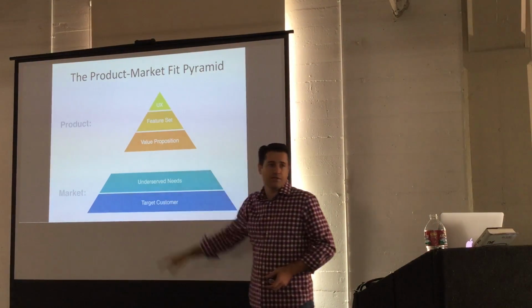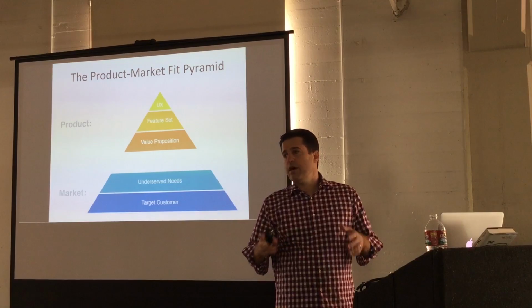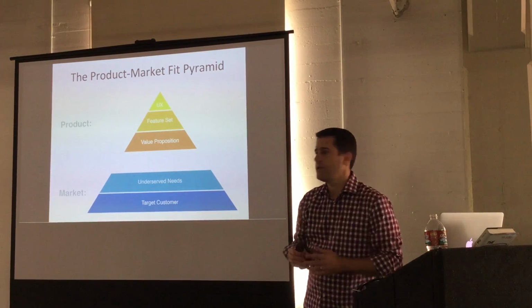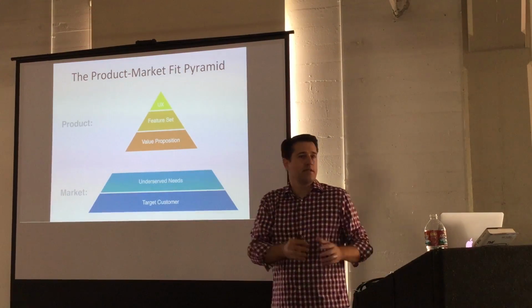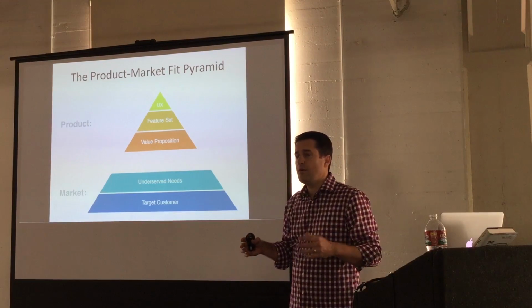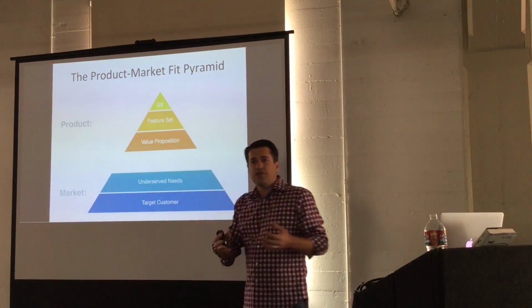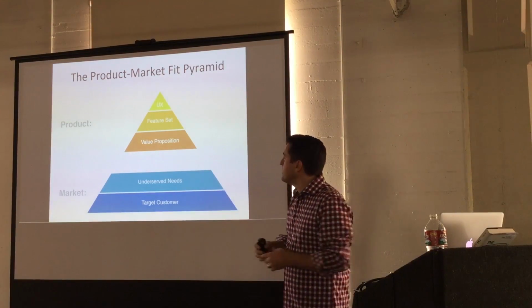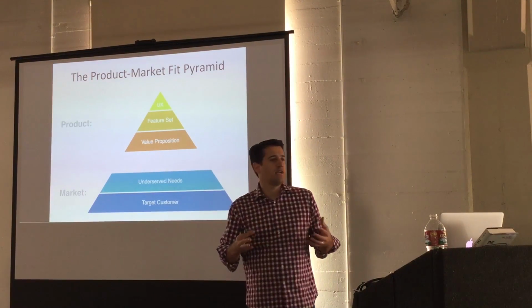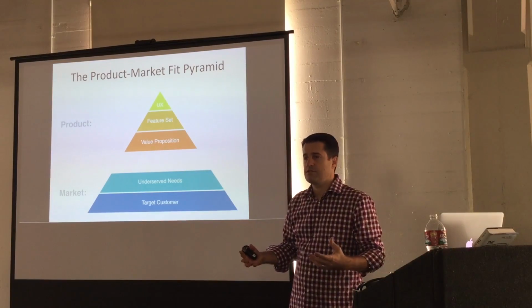The product piece of the pyramid is these three layers at the top. So it's your value proposition, which I'll get into in more detail, but your value proposition is how your product is going to better meet those customer needs than the other solutions that are out there, right? What are your differentiators? But we're not actually talking about features here. We're still talking about customer benefits. Then you need to decide, okay, great, what's the feature set? What's the functionality that's going to actually convey those benefits to the users?